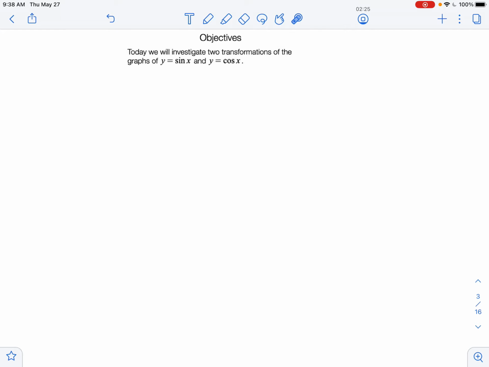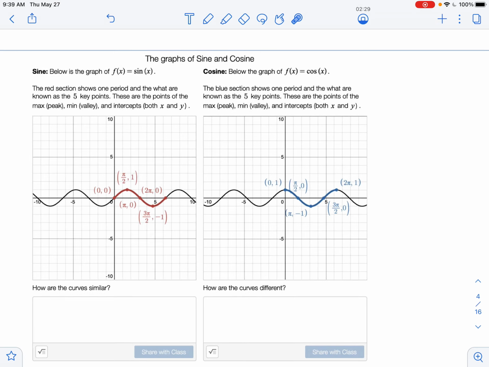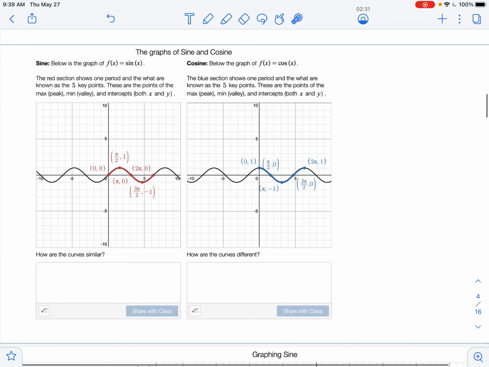Okay, so today we are going to investigate two transformations of the graphs of y equals sine of x and y equals cosine of x. To get started, I ask you to view the graph of f of x, which we could think about as y equals sine of x and of cosine of x. You'll see the red section shows one period. Remember, that's one cycle. As soon as I go through this red section, I start repeating that same behavior to the right and also to the left.